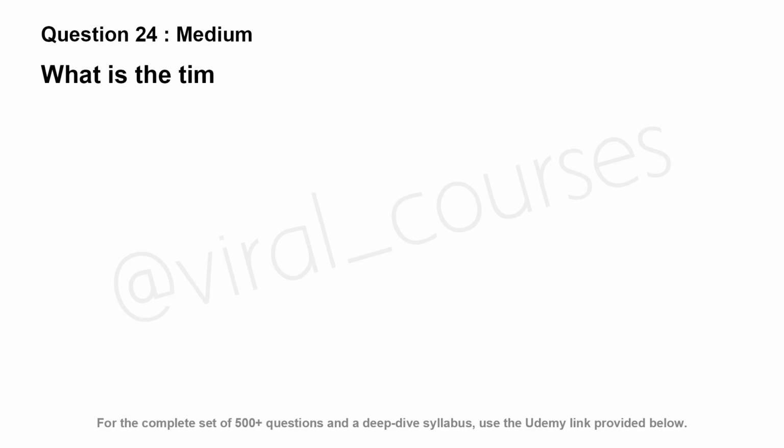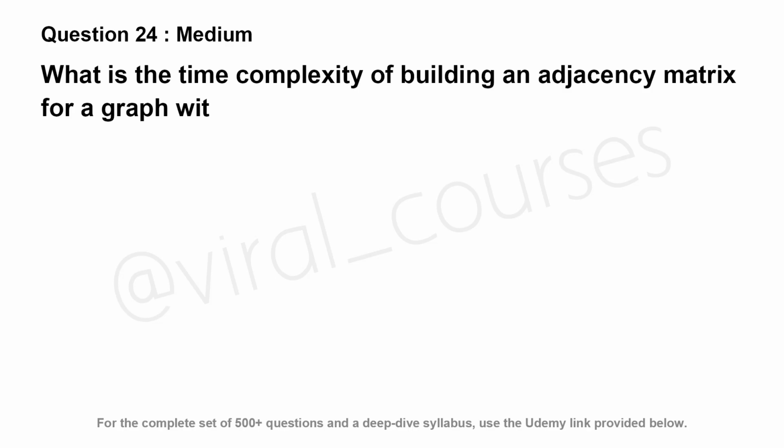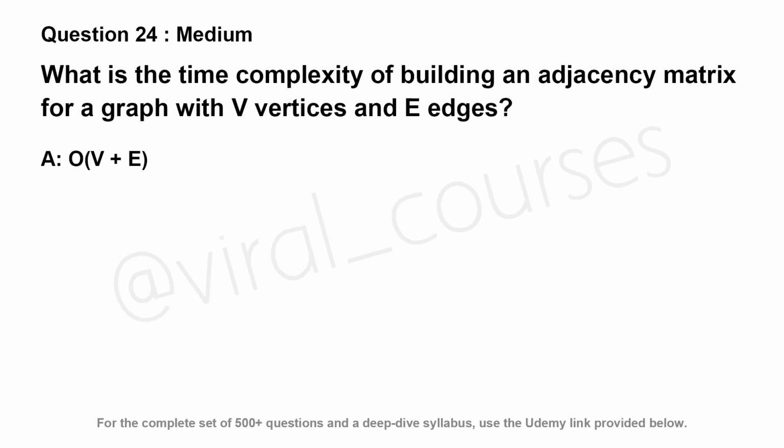What is the time complexity of building an adjacency matrix for a graph with V vertices and E edges? Option A, O(V + E). Option B, O(V squared). Option C, O(E). Option D, O(V squared + E).